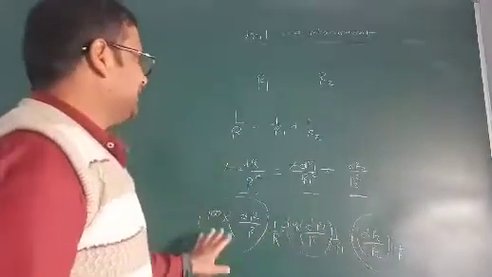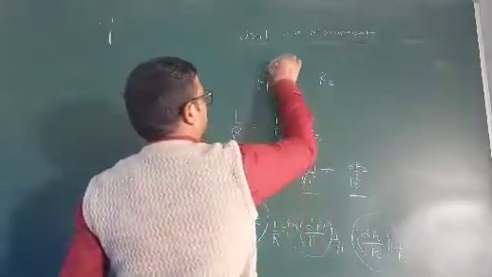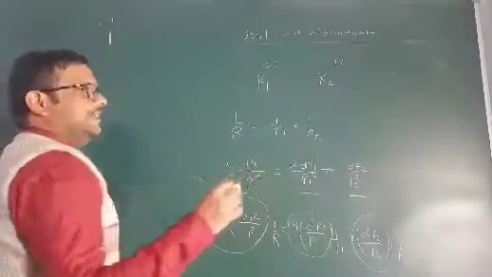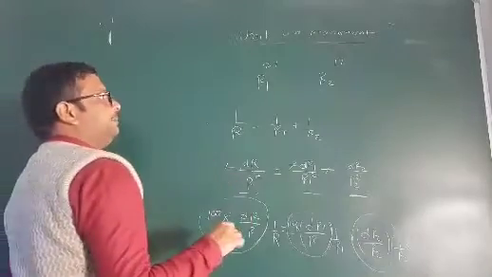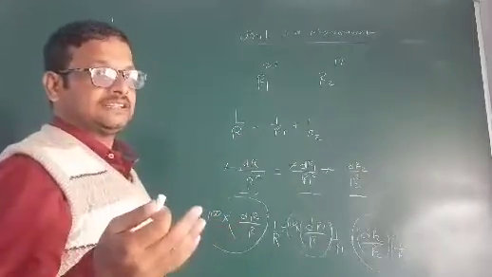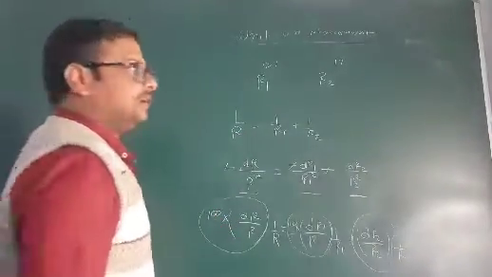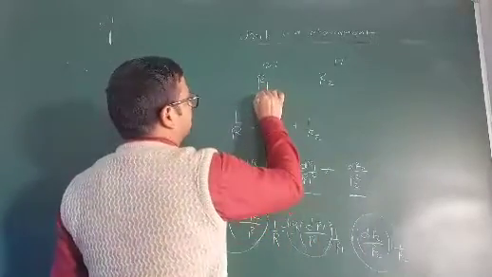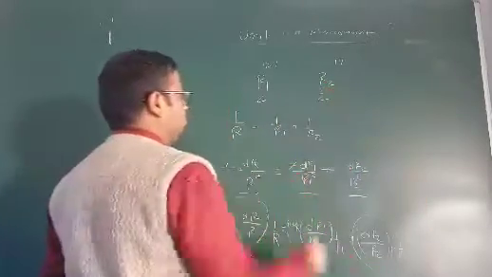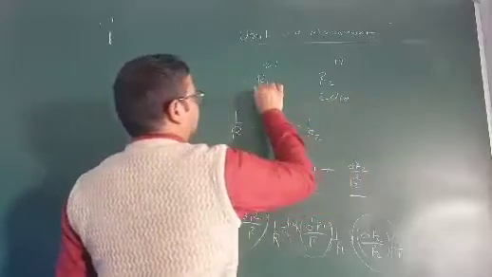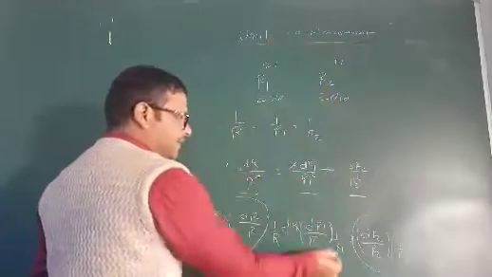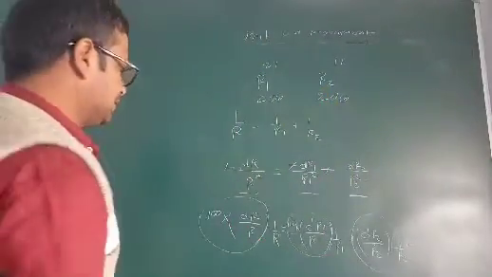Suppose the percentage error is given: R1 has a percentage error of 2%, R2 has 1%. When they are connected in parallel, how much percentage error does the resultant have? Suppose the value of R1 is 2 ohm, and R2 is also 2 ohm, and the percentage error in R1 is 2% and in R2 is 1%.